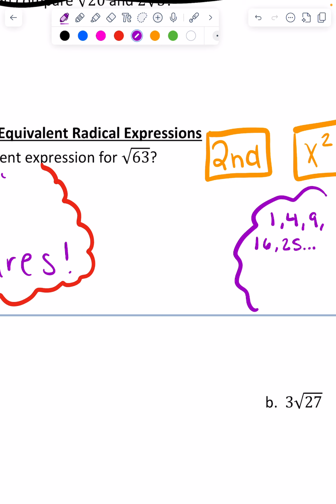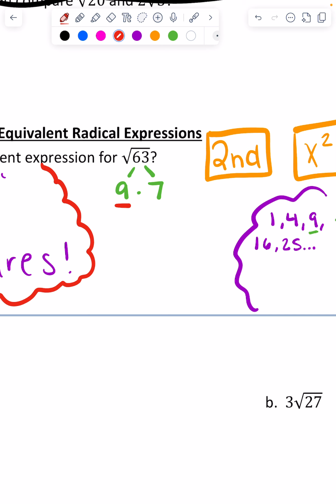I want to find a perfect square that multiplies into 63. So one of these numbers times another number can equal 63. Now, first thing that came to mind, I kind of went through, 1 and 4, those were not working, but I can divide 63 by 9. And how I can do that is I can break it up into 9 times 7. 9 times 7 is equivalent to 63.